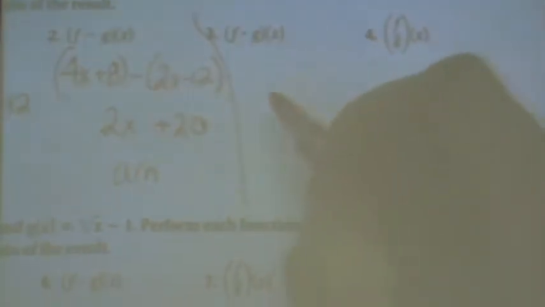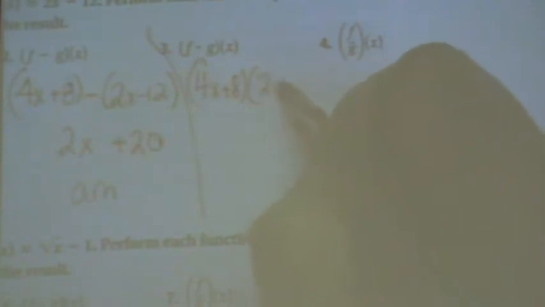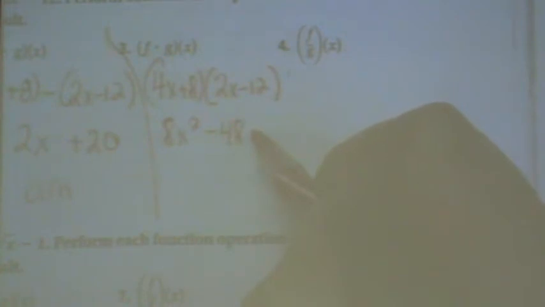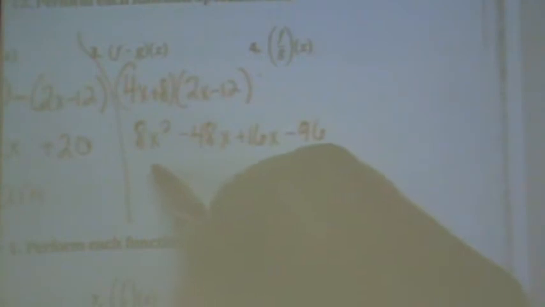To multiply f times g of x, we're going to take 4x plus 8 and multiply it by 2x minus 12. You're going to FOIL. 4x times 2x is 8x squared, minus 48x, plus 16x, and then minus 96. And collect like terms, you get 8x squared minus 32x minus 96. And the answer, all real numbers, is your domain.